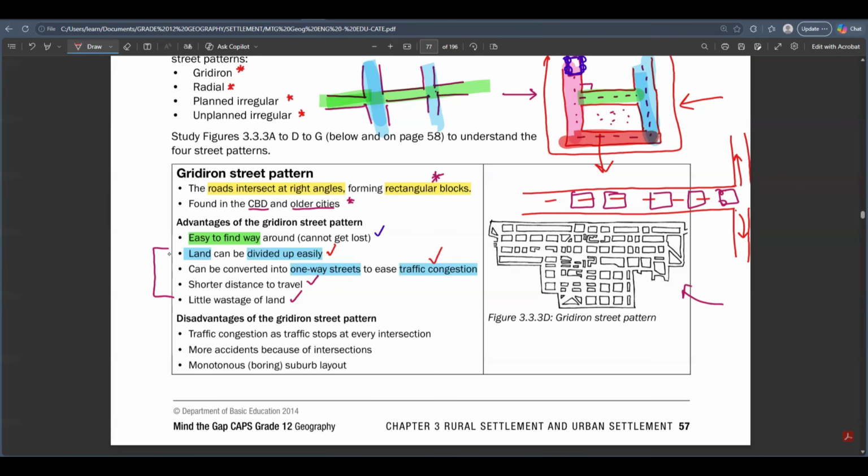At least know just three advantages. 3 advantages is fine. You don't have to memorize all of them, you have to understand all of them, but at least memorize 3 of them. But if they ask you any question about any one of these advantages of a grid iron street pattern, you must be able to explain it.